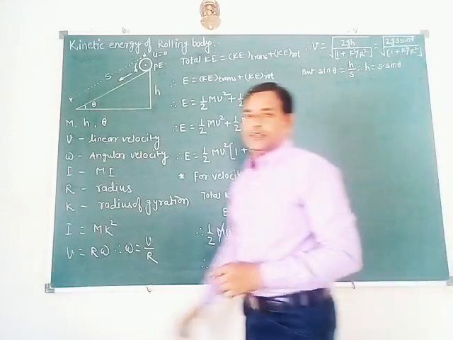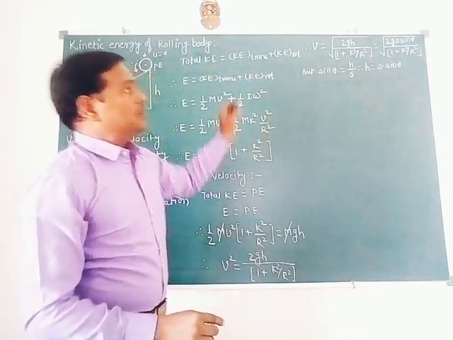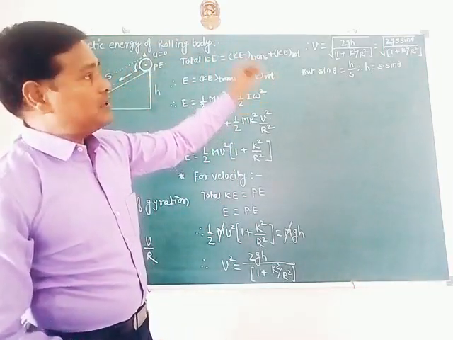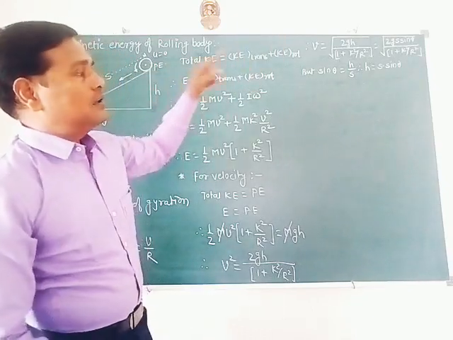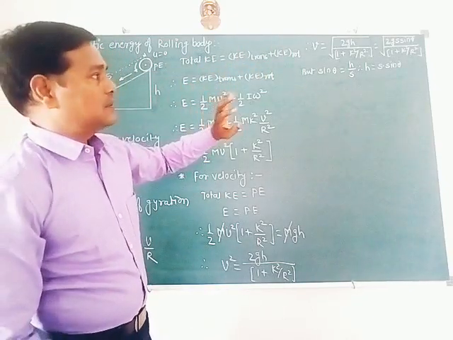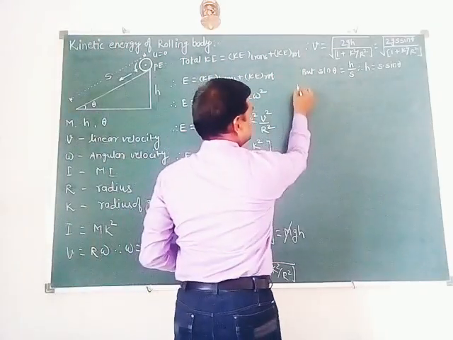The same relation can be written as this. So this is the expression for velocity in terms of acceleration due to gravity, displacement covered by the object, angle of inclination, radius of gyration and radius. Now we have to obtain the expression for acceleration here.